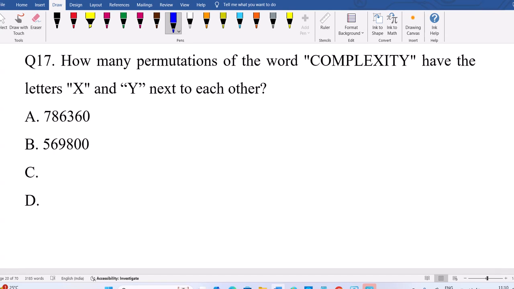Complexity, X and Y next to each other means they are neighbors. So in this question, they said X and Y are next to each other means they are together. So ignore the remaining letters, you note it. And the excellent thing regarding this word complexity is all letters are different. Alright, so in total we have 10 letters.